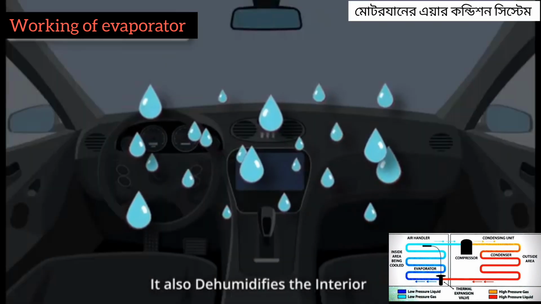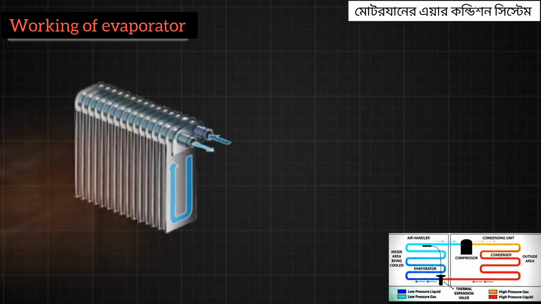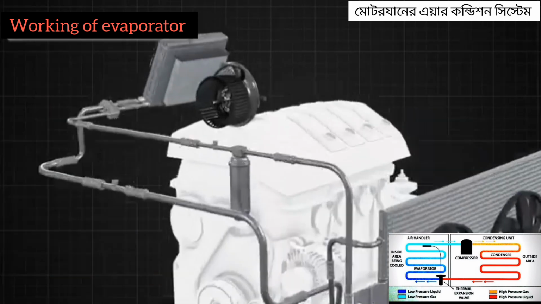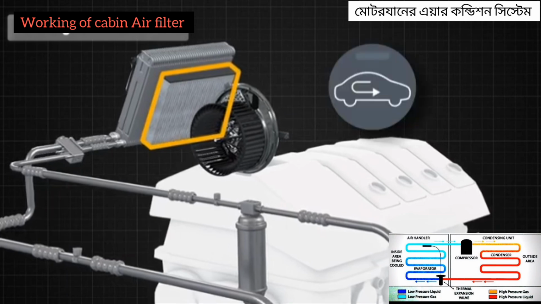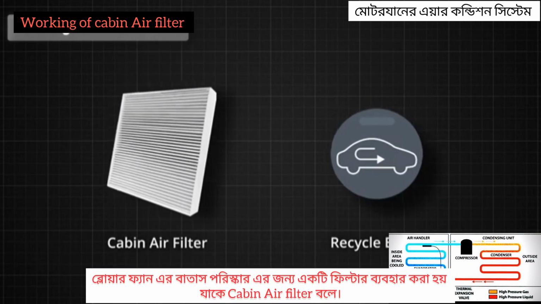In addition to cooling the air, the evaporator also plays a role in dehumidifying it. As warm air passes over the cold evaporator coils, moisture in the air condenses on the coils. Let's talk about the AC cabin air filter and the recycle button. These components play a crucial role in ensuring you have clean air and a comfortable environment inside your vehicle.